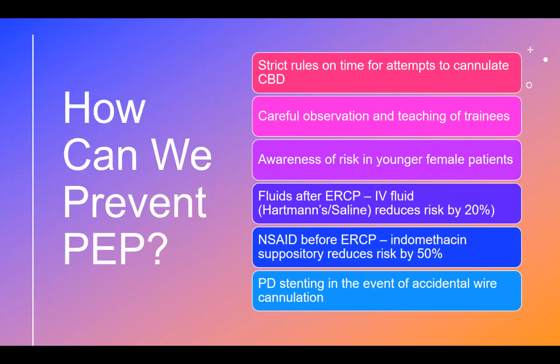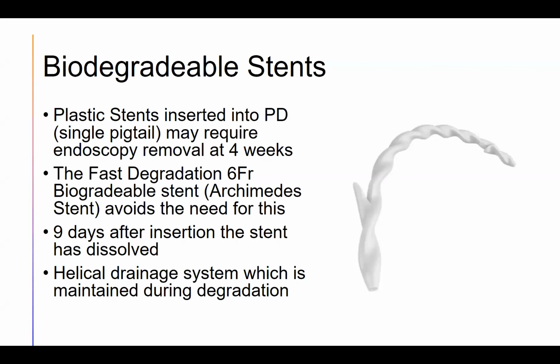So we've got a few things that have come up in the literature recently. If you take less time to go into the CBD, and you carefully observe your trainees, be more aware of the risk, give NSAIDs or fluids before the procedures, and put a stent in if you put a wire accidentally in, then that can all help. And like I said, at the moment, we've only had these sort of plastic stents to put in, which we have to do a whole other endoscopic procedure to get the patient in.